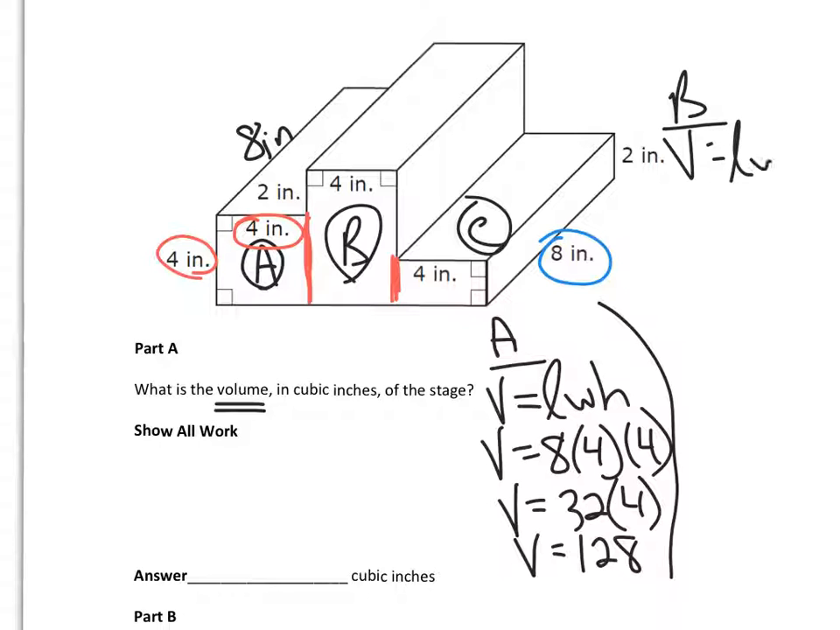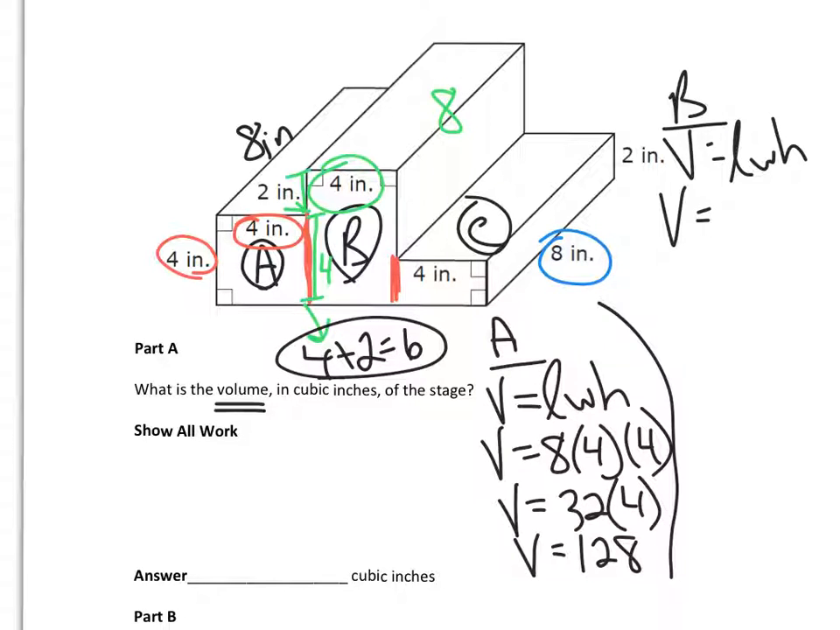Same idea. We're going to multiply our dimensions. On B, we're going to have a 4 going across here. We'd still have an 8 going front to back. And then the height is, the bottom part here was 4, and then we have a little 2 here on the side. So we would add the 4 plus 2, which would be 6, would be our height there. So length is 8, width is 4, height is 6.